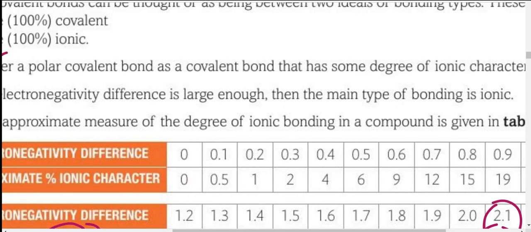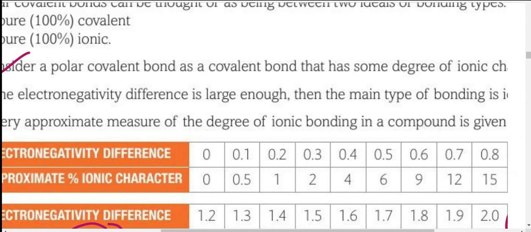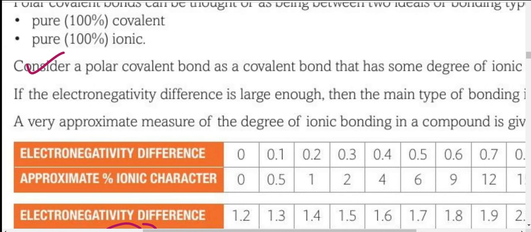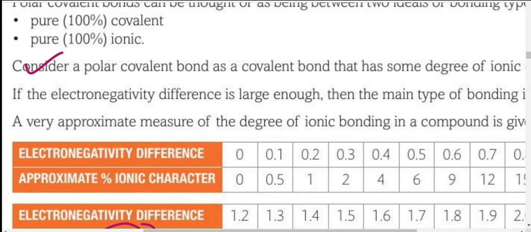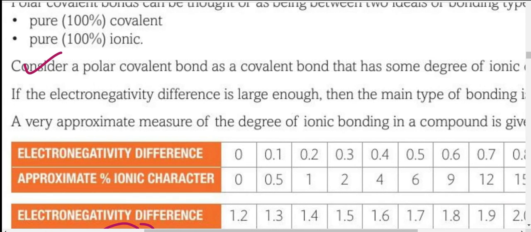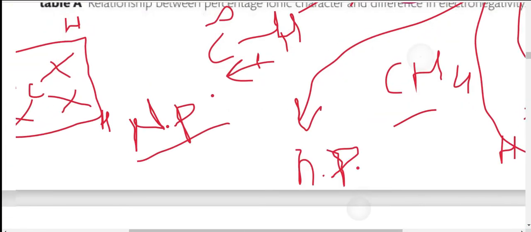So now we are going to see the polarity and the difference. If the difference is closer to 4, or more than 1.7, we are having more ionic character in it. Right? And the more ionic character there is in it, the more polarity there is in it. Are we clear with this point? The more ionic character, the more the polarity.